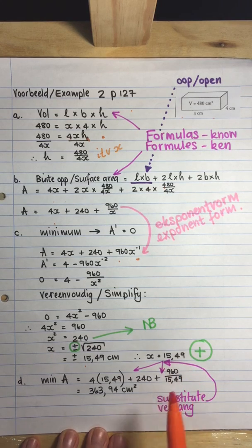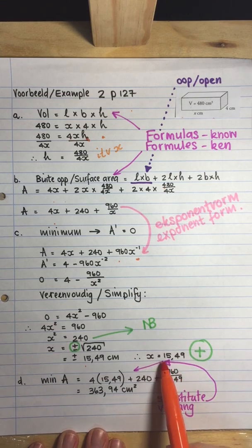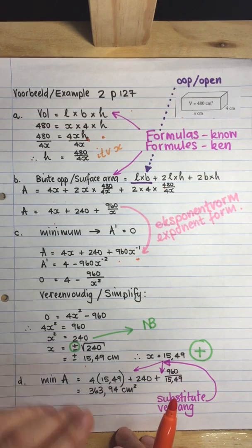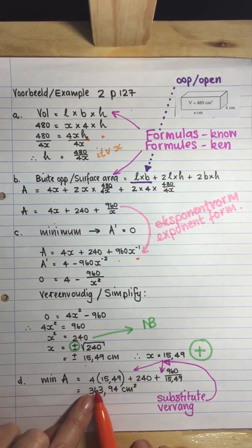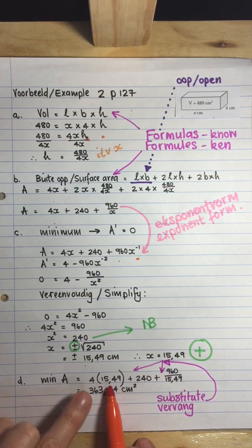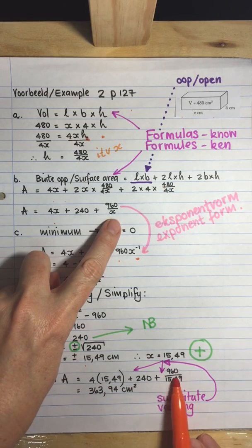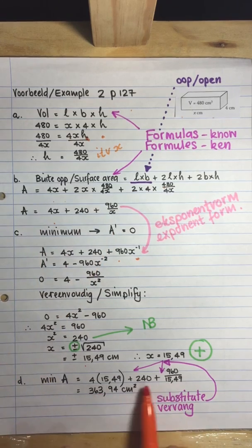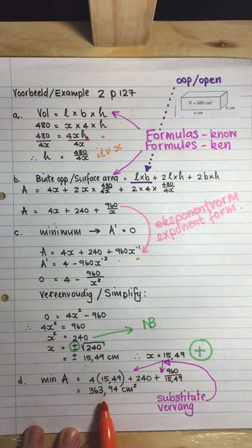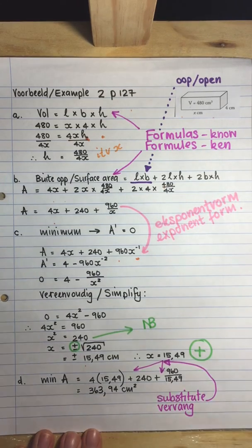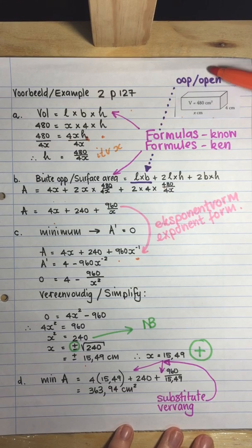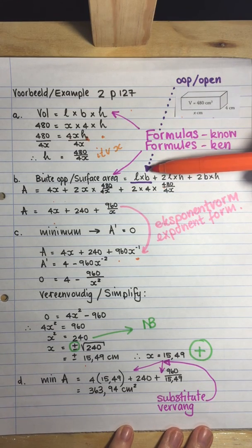The last question was to find the actual minimum surface area. So we're going to substitute the calculated value for the length into the expression that we found earlier for the total surface area of the box. So over here I substituted the 15,49 into this term and also into this term over here. Calculate on the calculator: 363,494 square centimeters. So the most important things to remember, it was an open box, so we are not going to have a top part.